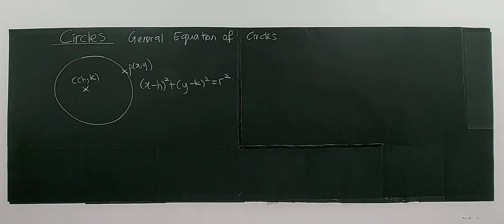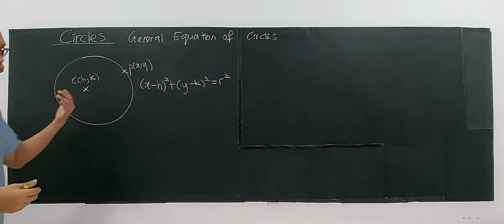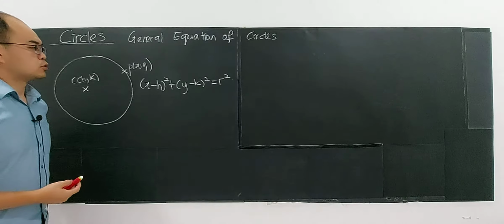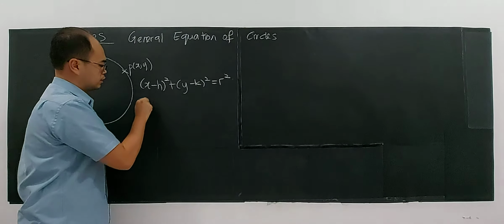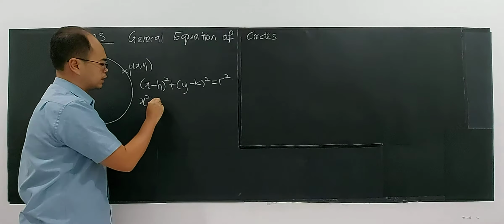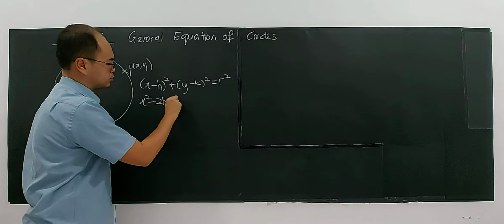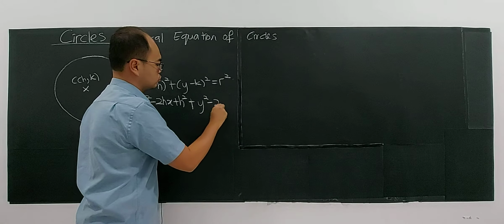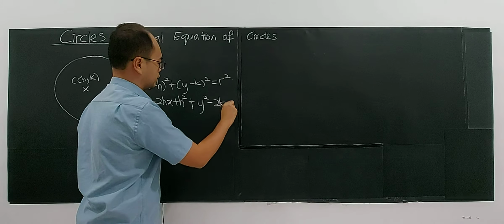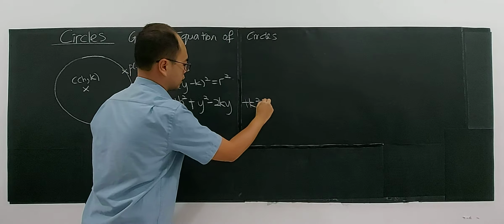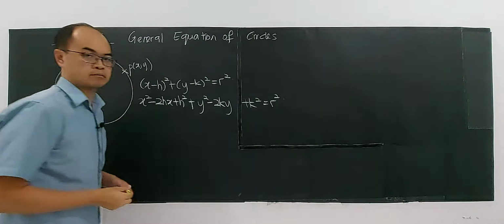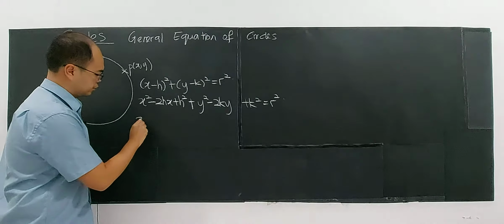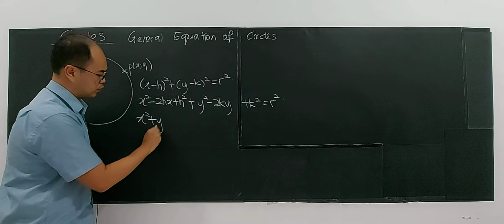So we can actually derive the general equation, another type of equation, by just expanding this. If you expand this, you will have x squared minus 2hx plus h squared, and y squared minus 2ky plus k squared equals r squared, right? So we just expand it and rearrange this in the form of x squared plus y squared.